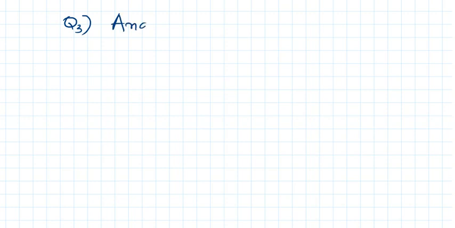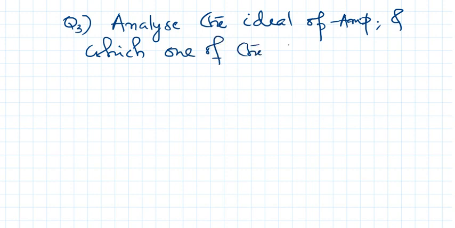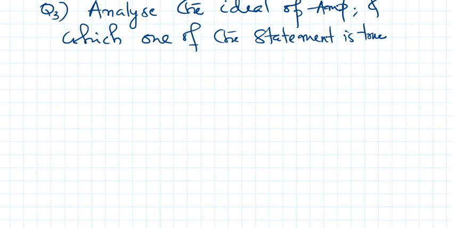Okay, fine. Then there is another problem. Analyze the ideal op-amp and which one of the statements is true. The operational amplifier is connected as an inverting amplifier. So this is the circuit.